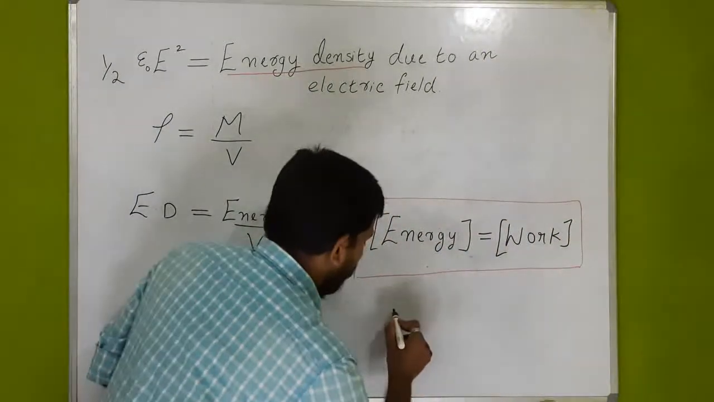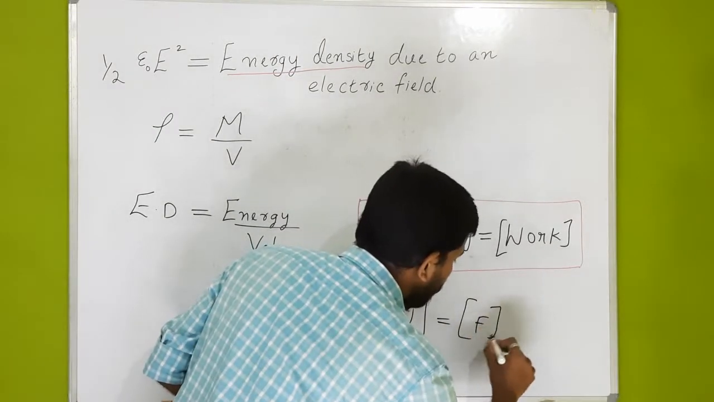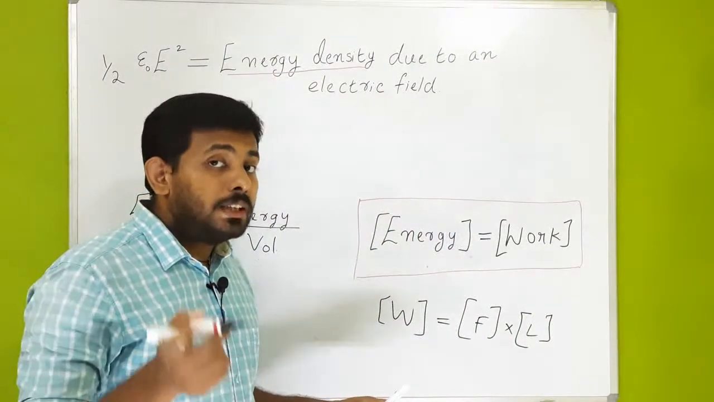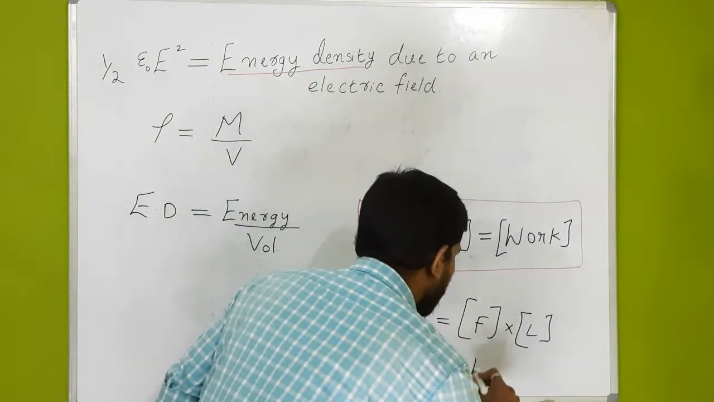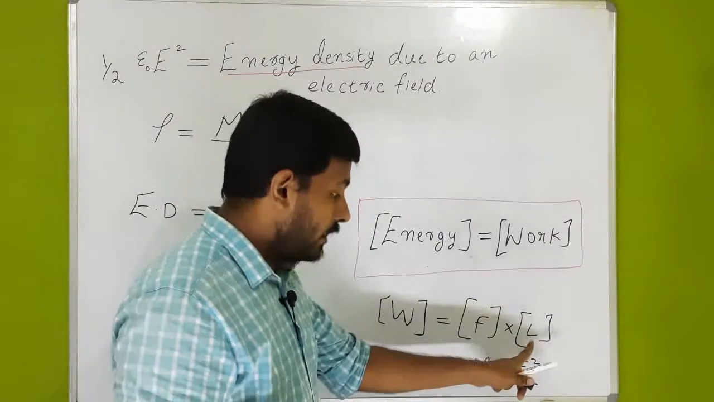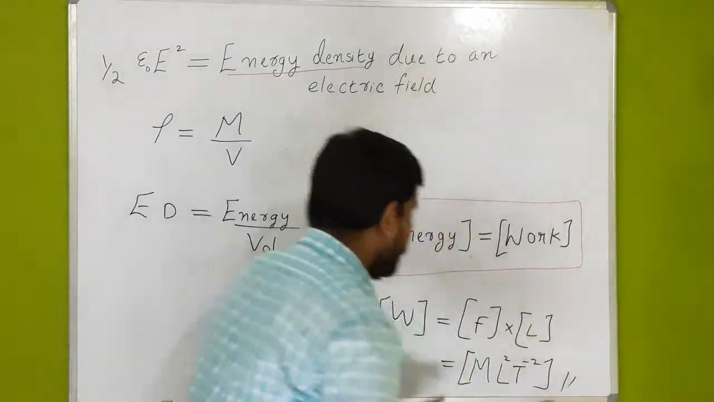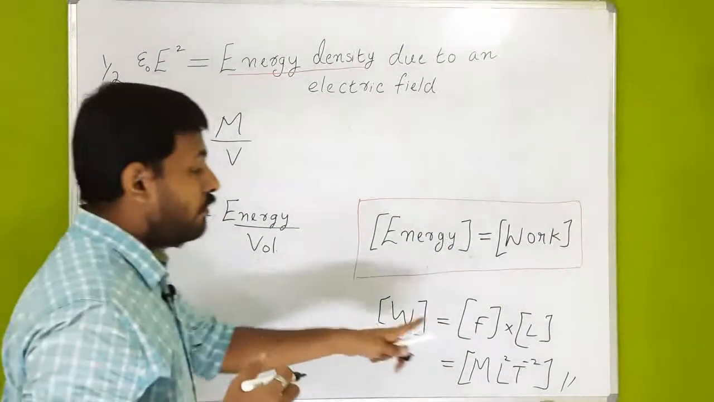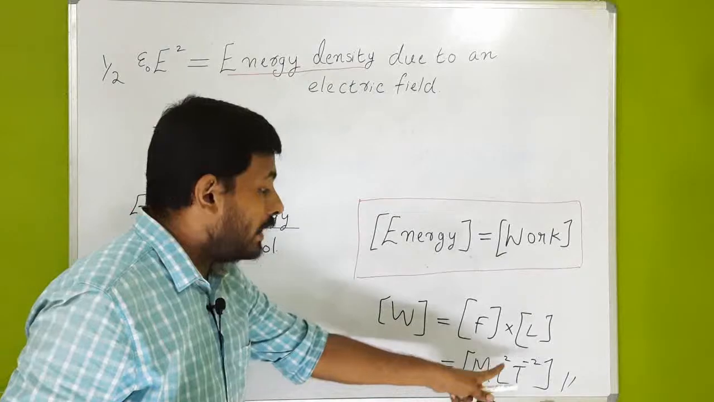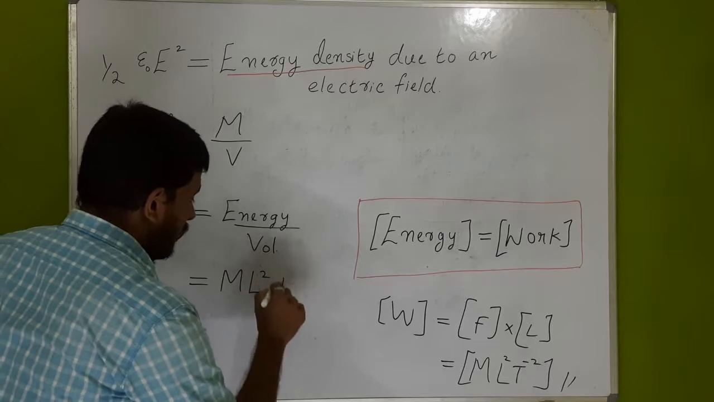So what is the dimension of work? Work is equal to force into displacement. What is the dimension of force? Force is mass into acceleration, times the dimension of length. Therefore, it becomes ML square T raised to minus 2. So this is the dimension of work. Therefore, the dimension of energy is also equal to ML square T raised to minus 2.